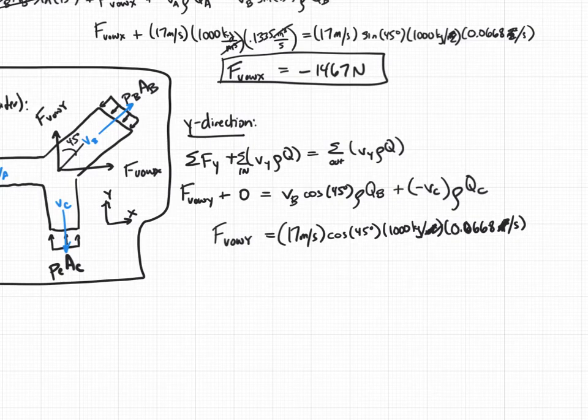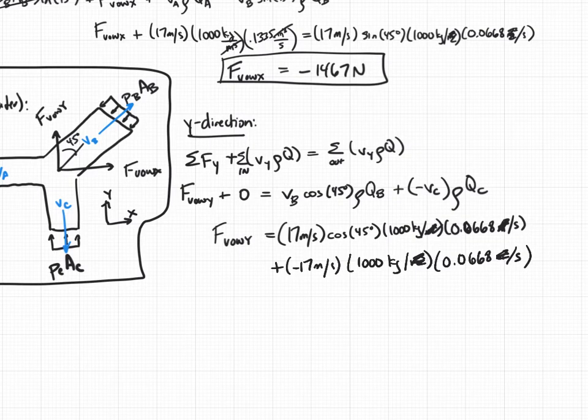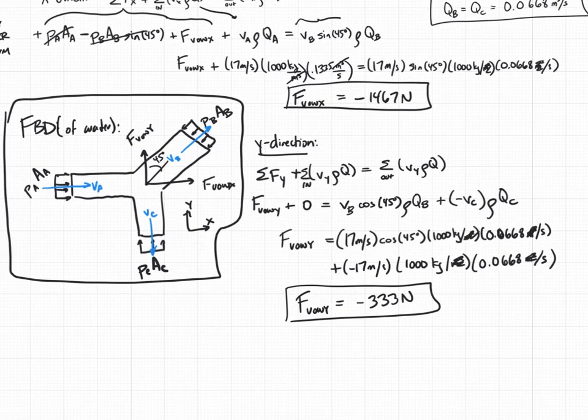Okay, so then we'll do plus a negative 17 meters per second times 1,000 kilograms per cubic meter times QC, which is 0.0668 cubic meters per second. Again, the cubic meters are going to cancel, and I get kilograms meters per second squared. A kilogram meter per second squared is, in fact, a Newton. So F Vowie equals negative 333 newtons. So in fact, it is in the negative direction because I assumed it was upwards.